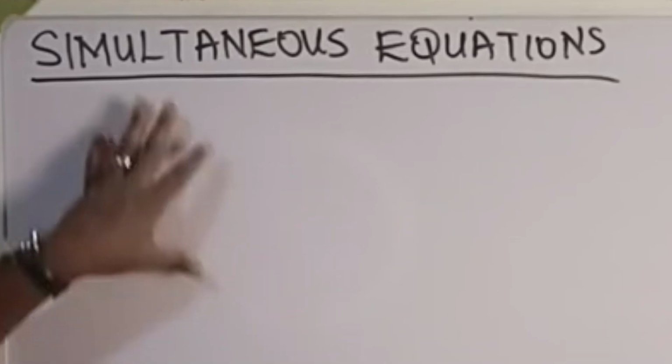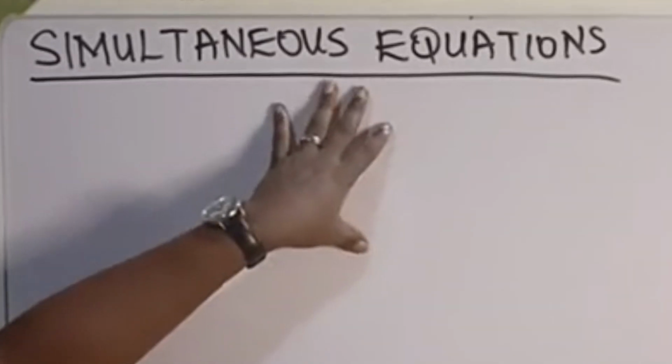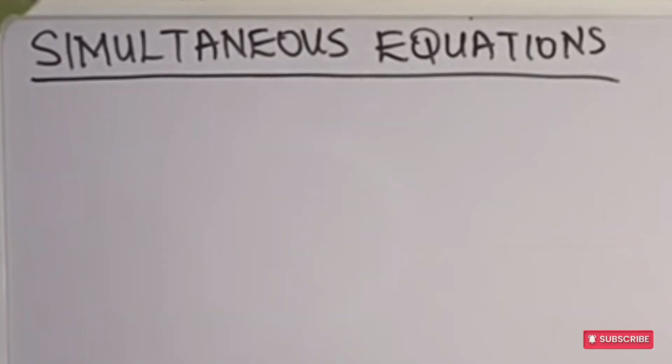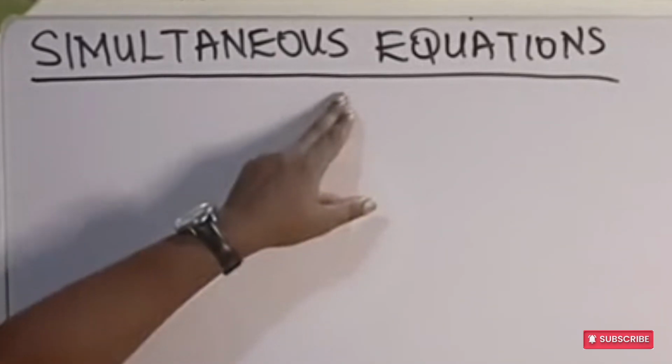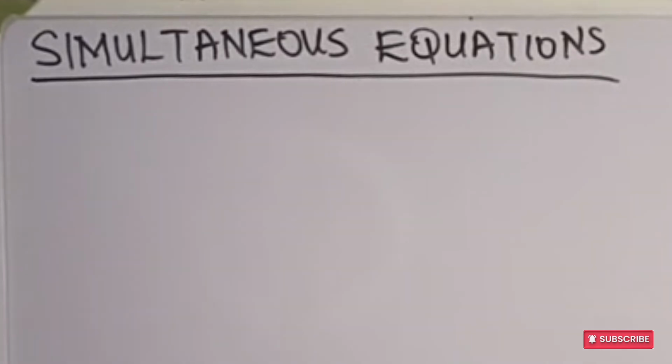So simultaneous equations. The first thing we need to know is what are simultaneous equations. Basically, we start from the word simultaneous. Simultaneous means something that is happening at the same time, right? So simultaneous equations are a set of two or more equations that share the same variables and are solved together.